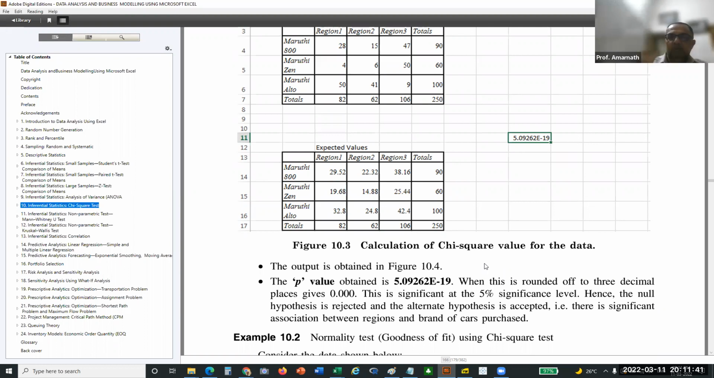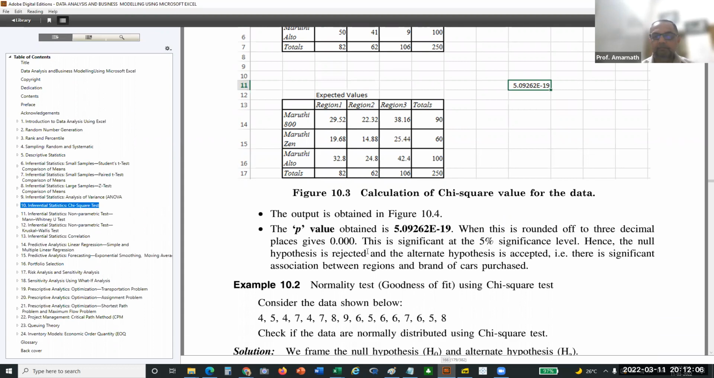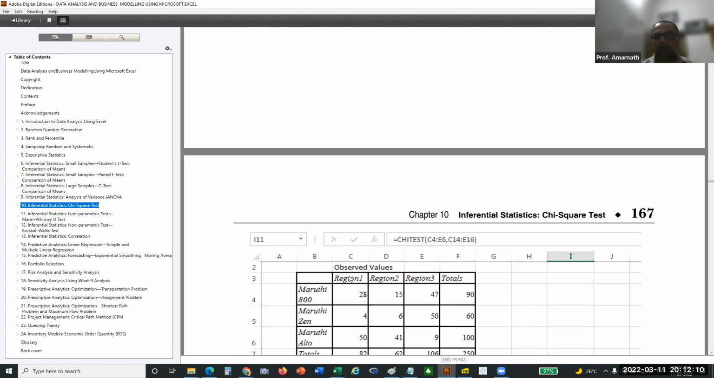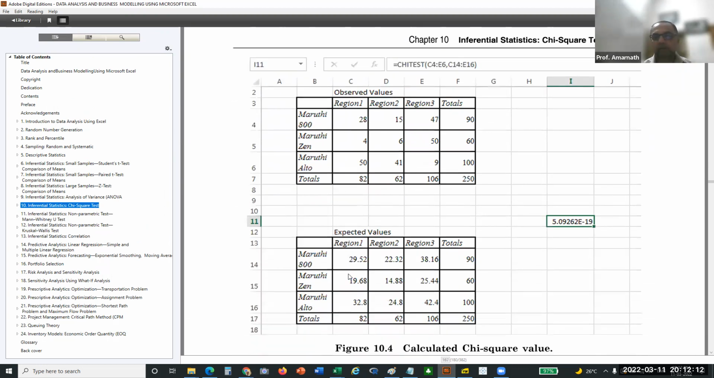So, as a whole, between region and brand, gender and income, studying that kind of problems, we try to come up with an observed value, which we get from a pivot. We create expected values as I told you. Then we do a chi-square test. Framing the hypothesis is done. I got certain examples right out.